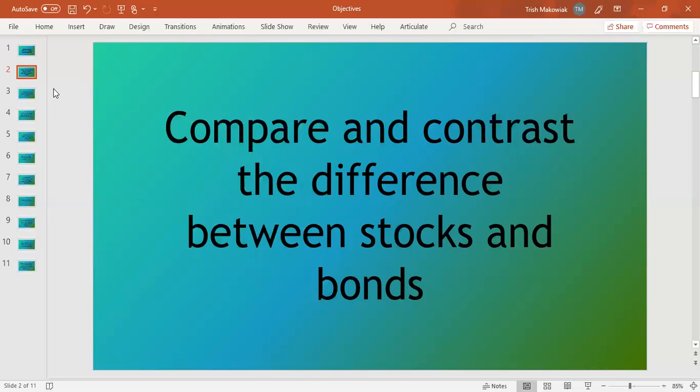Okay, so how about this next one? Compare and contrast the difference between stocks and bonds. It's better. Is it an objective? No. And what is missing? The performance and conditions, really. It doesn't tell you how you're going to compare or contrast the difference. It's very open-ended. Right. Yep, very good. Anybody else have anything to add to that?